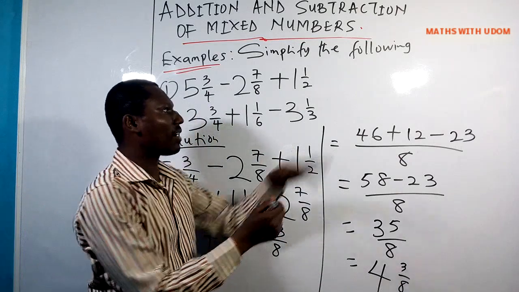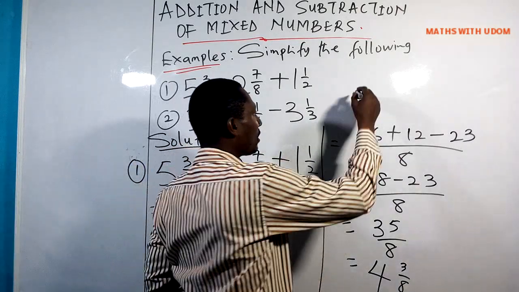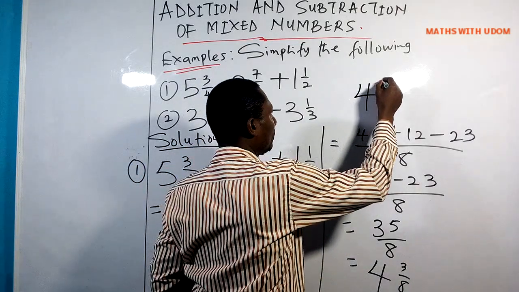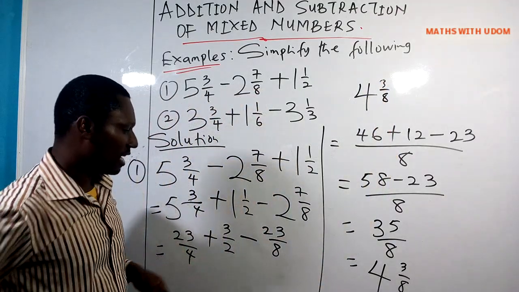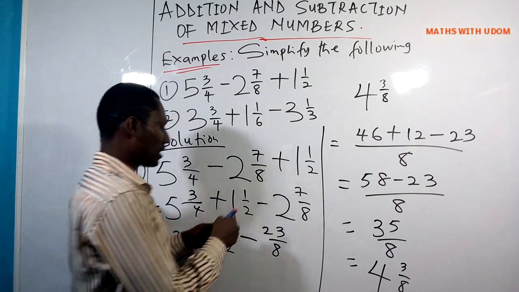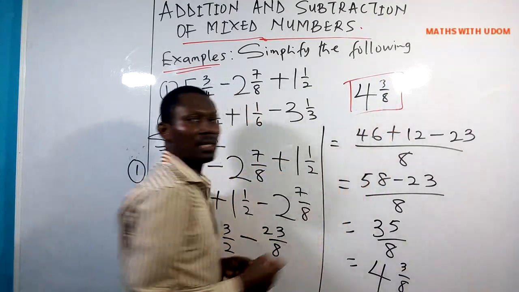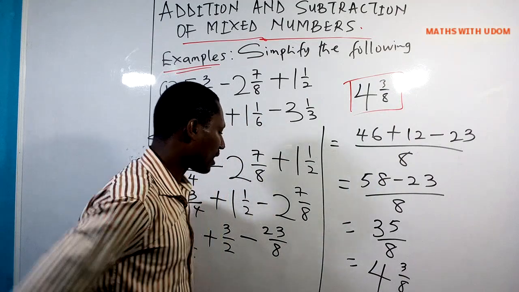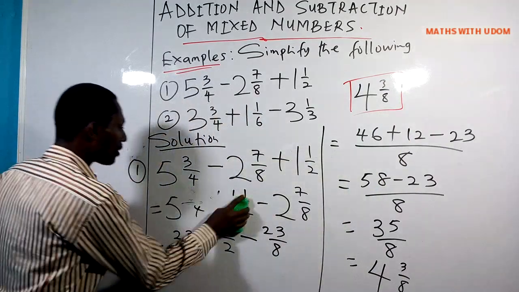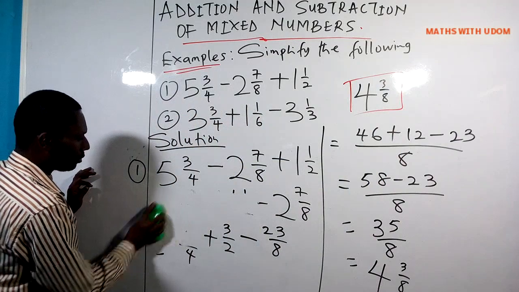So we come here and write our answer that we'll make reference to later: 4 whole number 3 over 8. And that is our first method. We got 4 whole number 3 over 8. Now let's move to the second method on how to solve the same problem. Method 2.